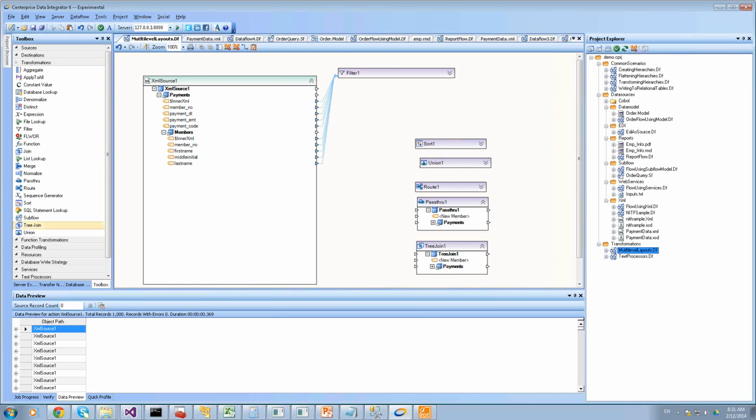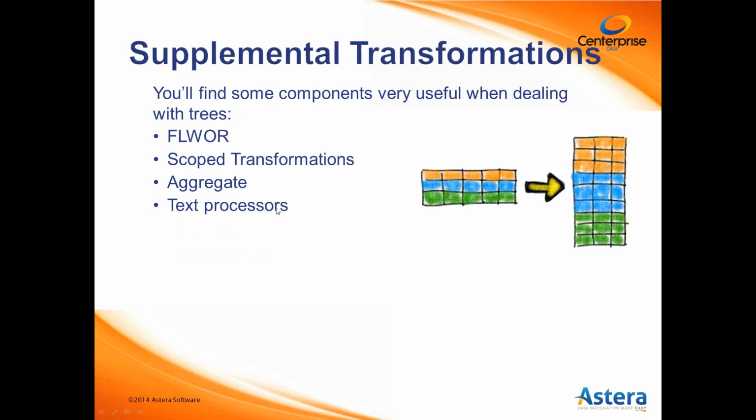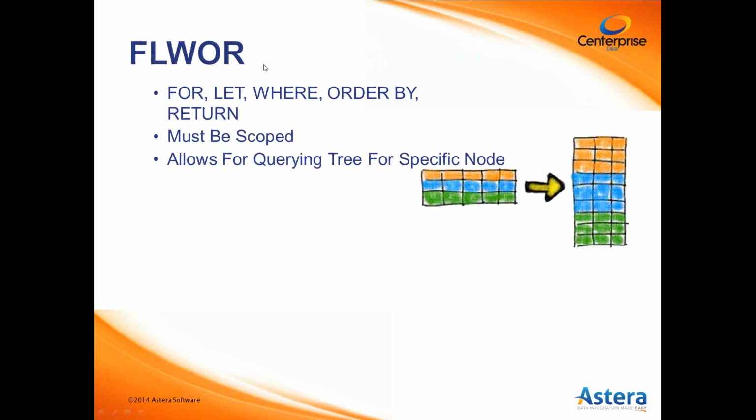The other transformations that we'll be discussing are the supplemental transformations. These are the transformations which are kind of the superstars when dealing with hierarchical data. They include the flower transformation, aggregate transformation, scope transformations, and text processors. Starting with the flower transformation, this is not a typo. This stands for let, where, order by, and return, and it basically allows for querying a tree for a specific node or nodes.